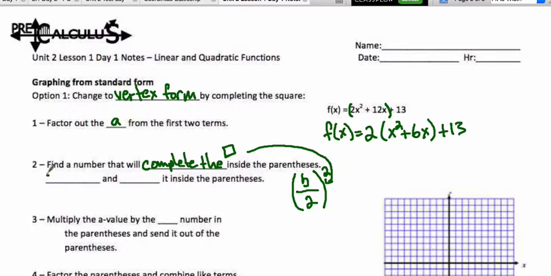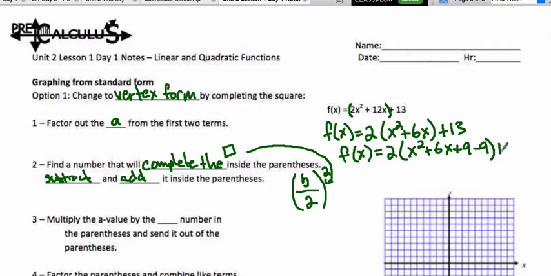Once you find it, you're going to subtract and add it inside the parentheses. So once again, I'm just going to copy this over, and I'm going to leave some space inside my parentheses, and I'm going to complete the square. So 6 divided by 2 is 3, and 3 squared is 9. And I'm going to subtract it and add it, or add it and subtract it, inside the parentheses. There we go. So that's step number 2. Maybe we even want to number these here. So step 1, step 2, so that you can find them again.